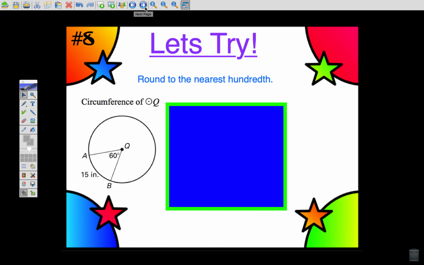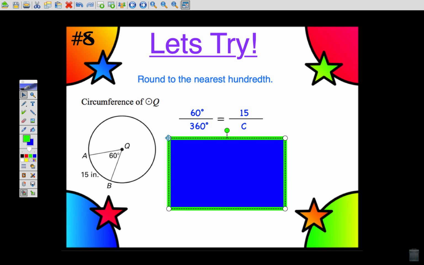All right, number 8's a little different because I'm asking for the circumference of the circle, and this time I know the arc length. So like I said earlier, anytime there's a measurement out here on the outside of a circle, just assume it's referring to the thing that it's nearest. So that 15 inches is referring to the length of arc AB. Just a reminder, the measure of arc AB would be 60 degrees, but the length of it is 15 inches.